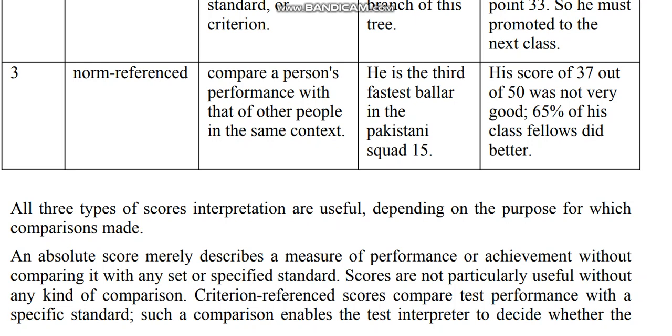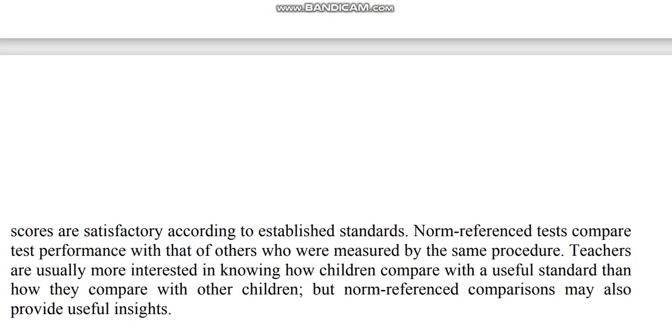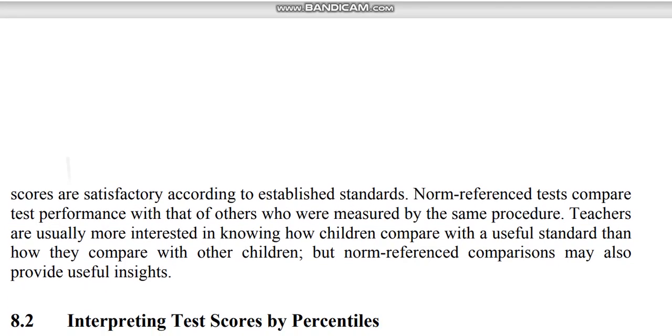Criterion referenced scores compare test performance with a specific standard, such a comparison enables the test interpreter to decide whether the scores are satisfactory according to established standards. Norm referenced tests compare test performance with that of others who were measured by the same procedures. Teachers are usually more interested in knowing how children compare with a useful standard than how they compare with other children. But norm referenced comparisons may also provide useful insights.